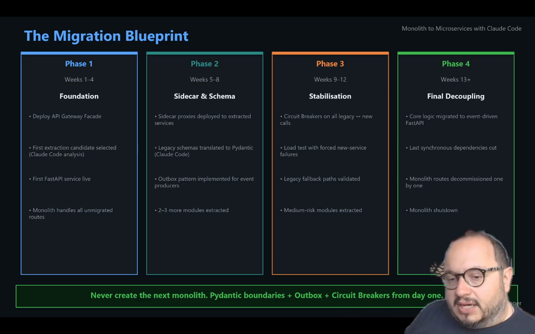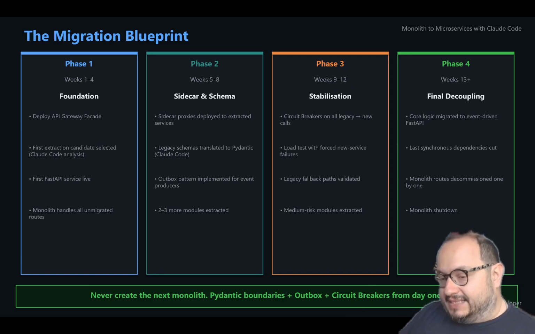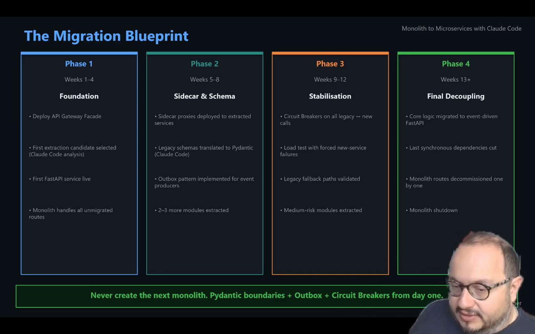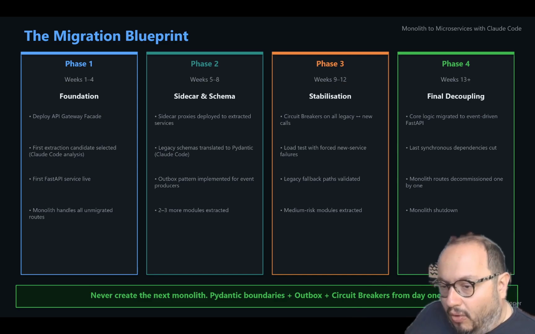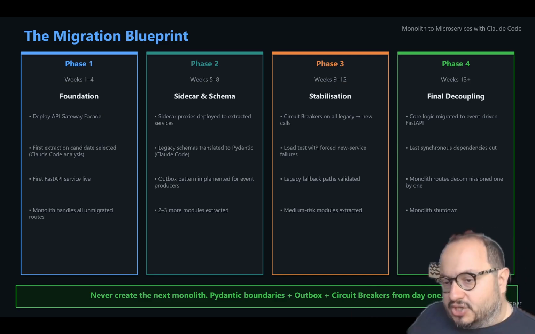The principle across all 4 phases: never create the next legacy. Again and again. Each FastAPI service has a strict Pydantic boundary, an outbox for all domain events, a circuit breaker on all downstream calls, and a sidecar for cross-cutting concerns. The architecture you build now should not need migration in 5 years.